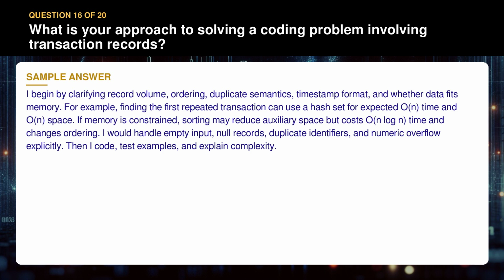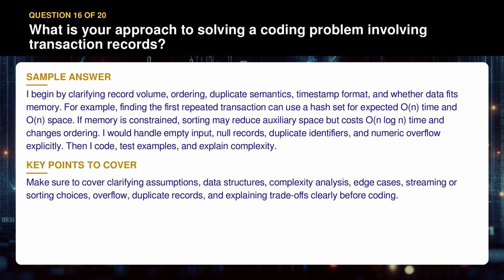I would handle empty input, null records, duplicate identifiers, and numeric overflow explicitly. Then I code, test examples, and explain complexity. Make sure to cover clarifying assumptions, data structures, complexity analysis, edge cases, streaming or sorting choices, overflow, duplicate records, and explaining trade-offs clearly before coding.